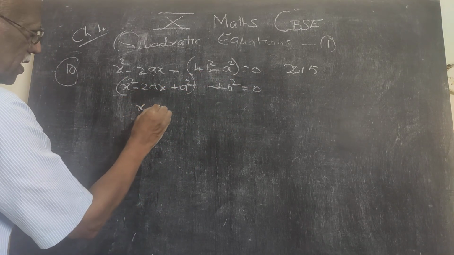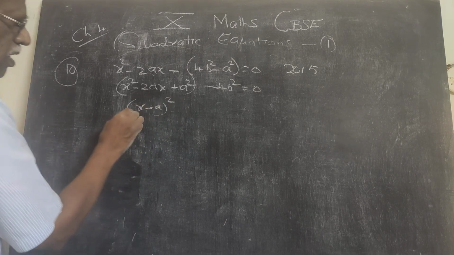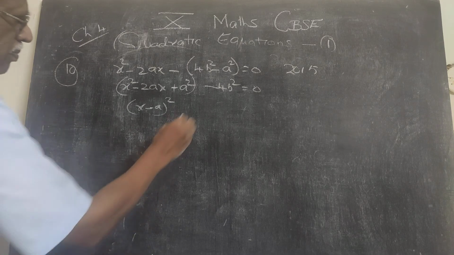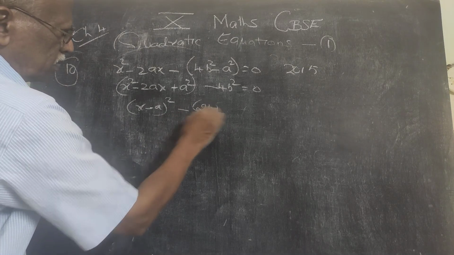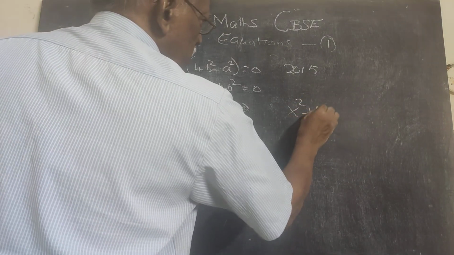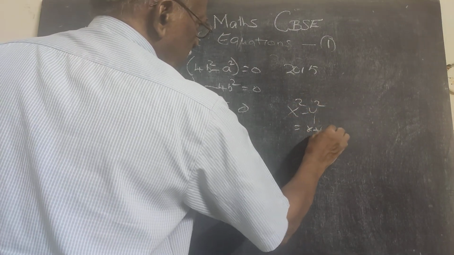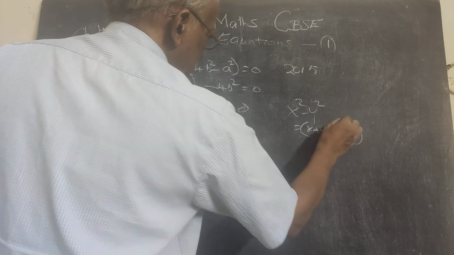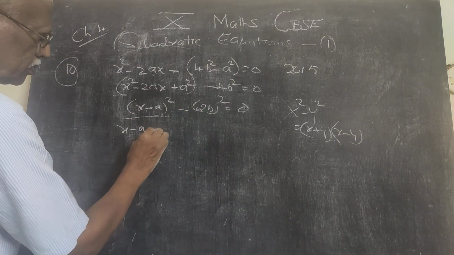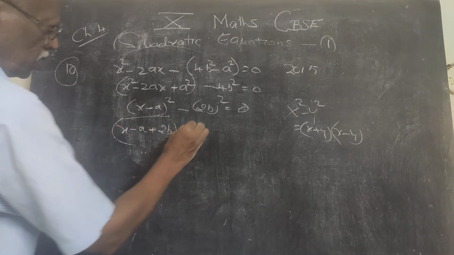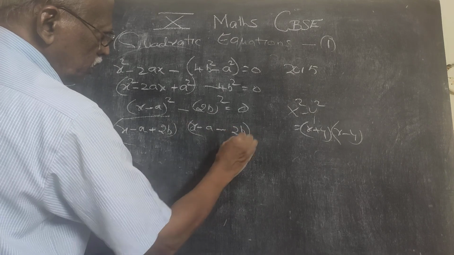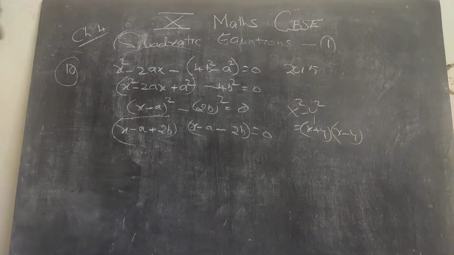This is (x − a) the whole square, x² − 2ax + a², and then − (2b) the whole square = 0. This is the form again. I am telling you, x² − y², therefore the answer must be (x + y)(x − y). This is your x and this is your y, and x − a is this part, and y is 2b.